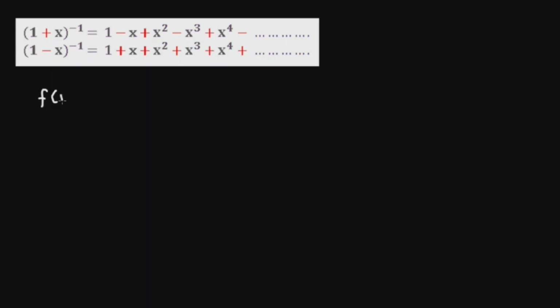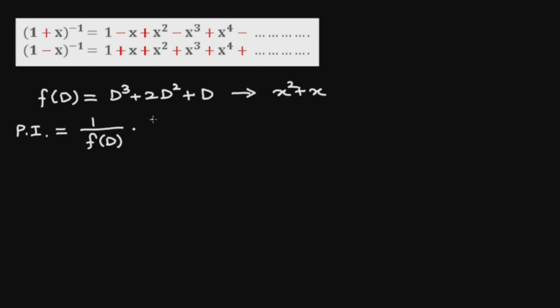Suppose we have f(D) equals D cube plus 2D square plus D, and we have to find particular integral of x square plus x. So particular integral will be 1 upon f(D) operating on x square plus x, which is 1 upon D cube plus 2D square plus D operating on x square plus x. We can see we cannot operate 1 upon D cube plus 2D square plus D on x square plus x as it is. So we have to make some adjustments here so that we will be able to operate 1 upon f(D) on x square plus x.